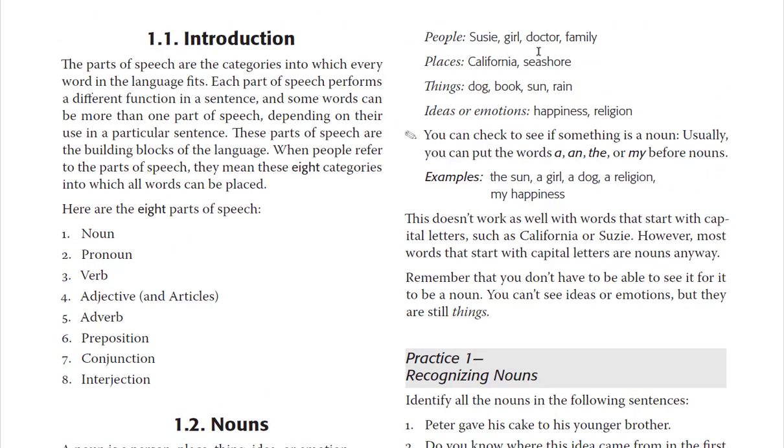People: Susie, girl, doctor, family. Places: California, seashore. Things: dog, book, sun, rain. Ideas or emotions: happiness or religion.